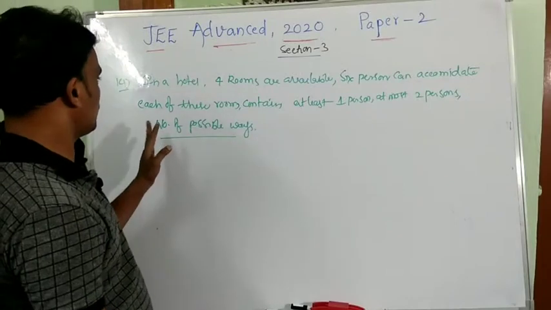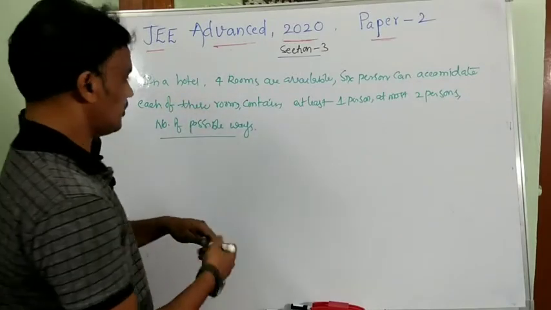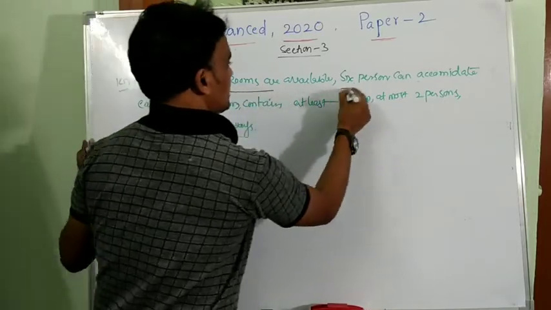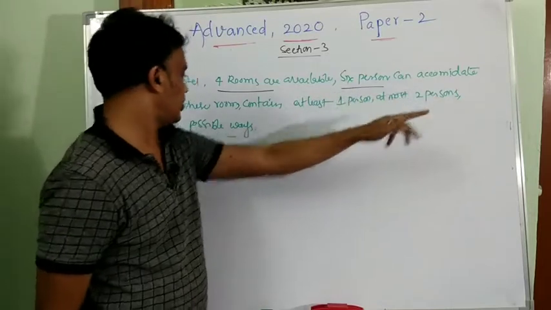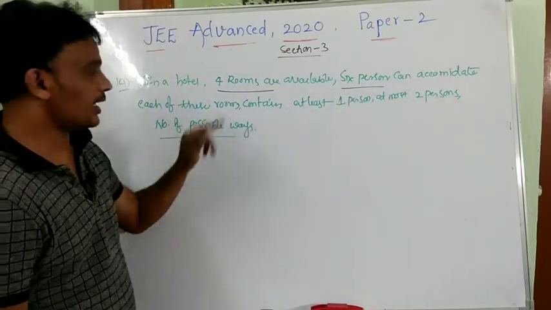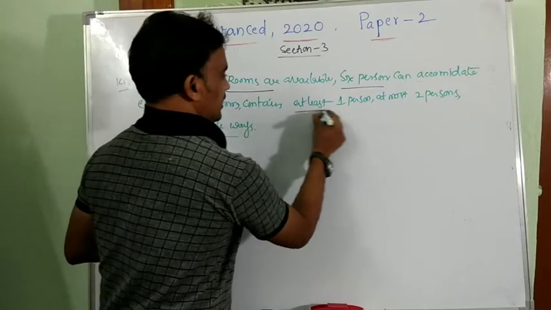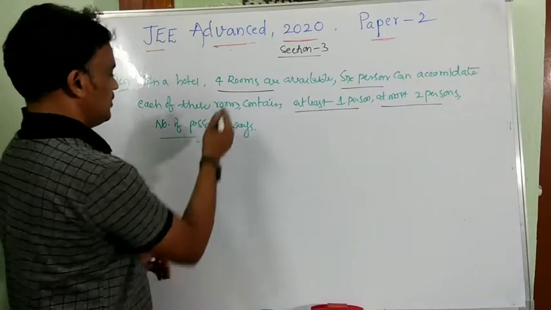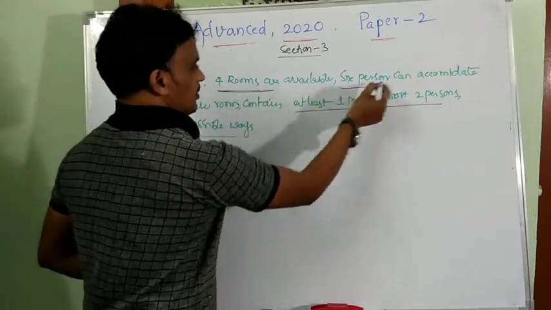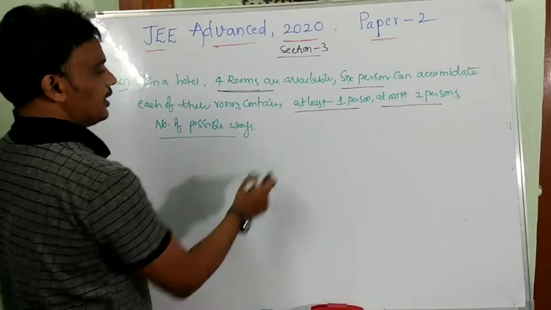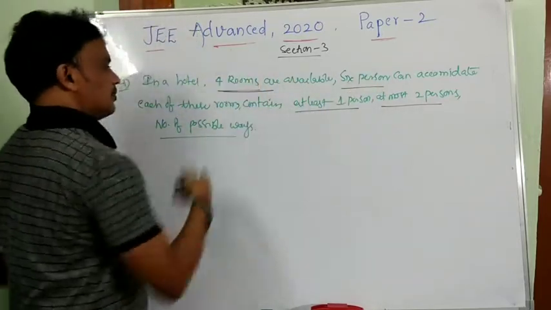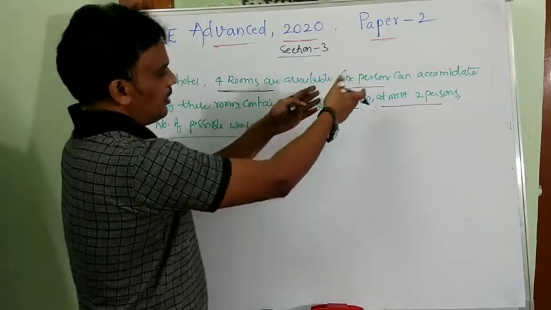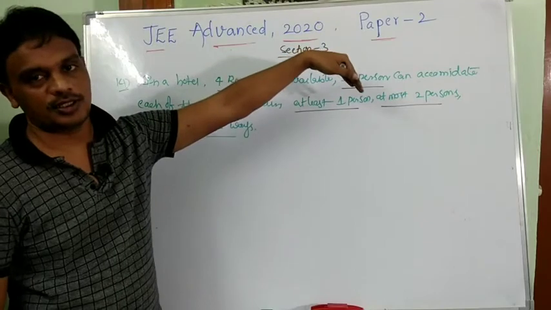Coming to the next one, the 14th. In a hotel there are 4 rooms available for 6 persons. They can be accommodated in the rooms with the condition that each room has at least one person and at most two persons. How many ways can we arrange that? So 4 rooms for 6 members. We are going to distribute the 6 persons into the 4 rooms.